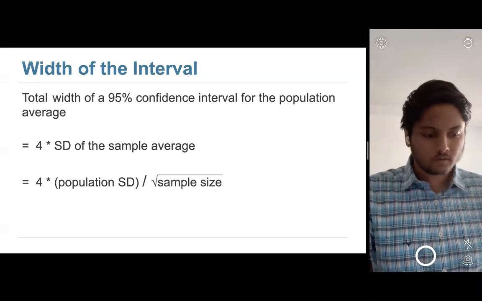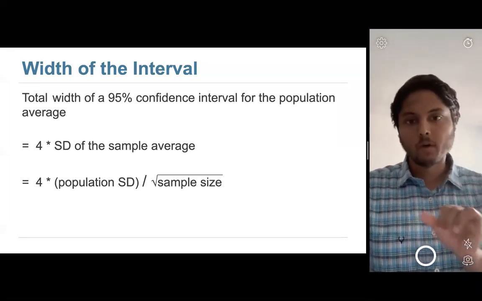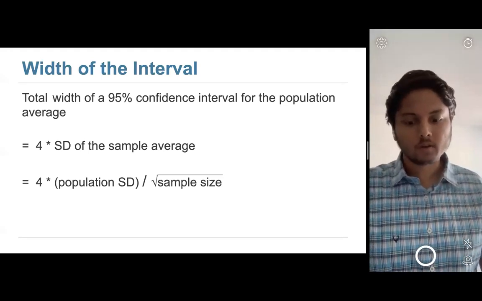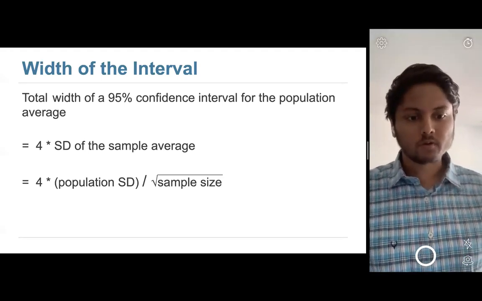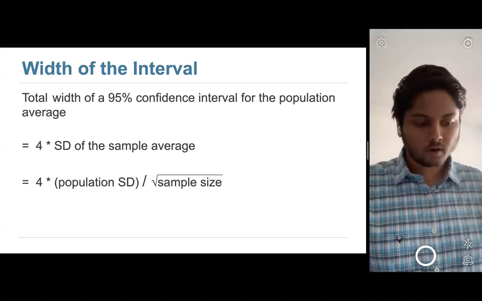That's how we could change the width of the interval depending on how confident we want to be. 95% is typically what people choose when they're reporting confidence.